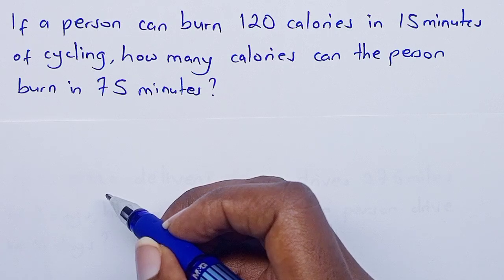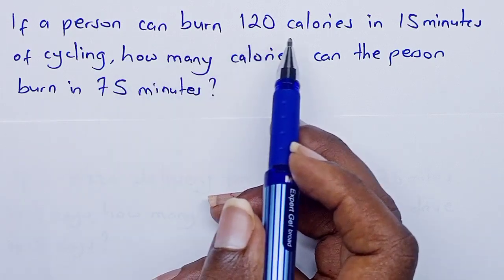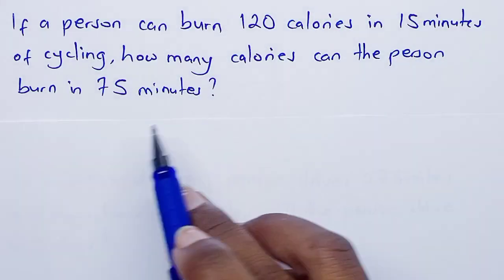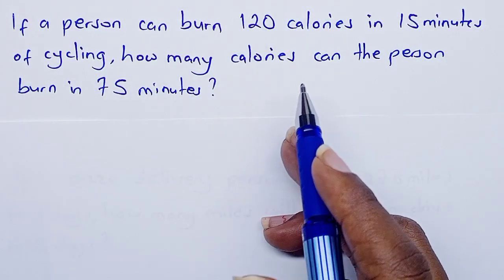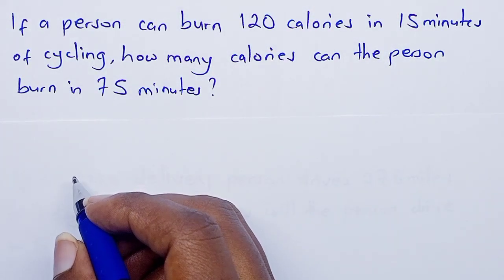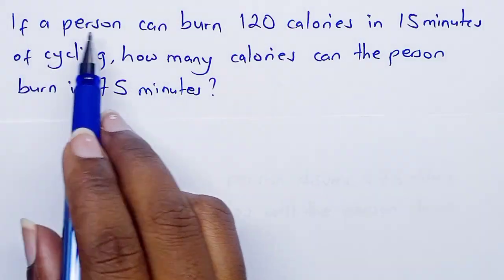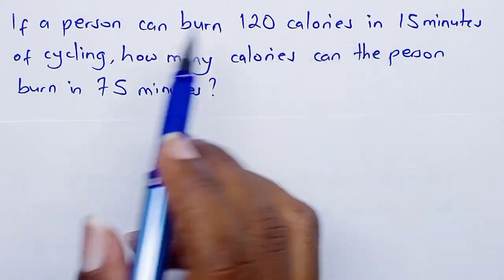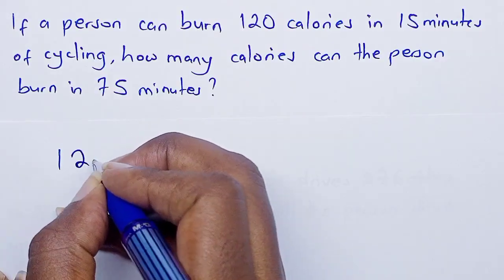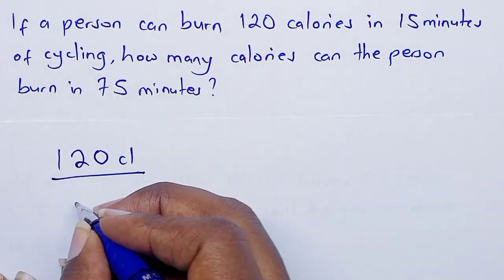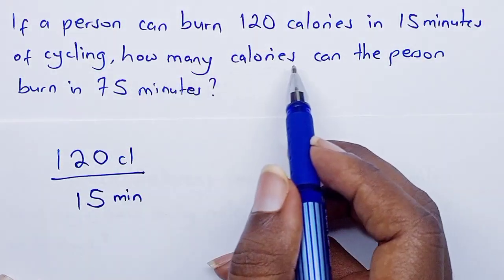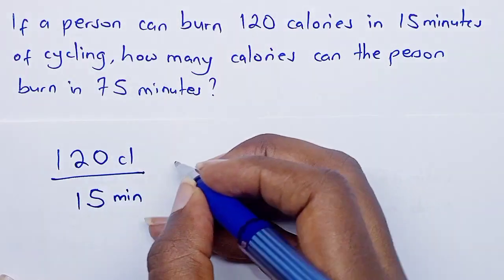Let's look at another question. If a person can burn 120 calories in 15 minutes of cycling, how many calories can the person burn in 75 minutes? Work it out and see what your answer will be. Will it match our answer? So they've said a person can burn 120 calories in 15 minutes. So in proportions, we can say 120 calories can be burnt in 15 minutes. So how many calories can the person burn in 75 minutes?